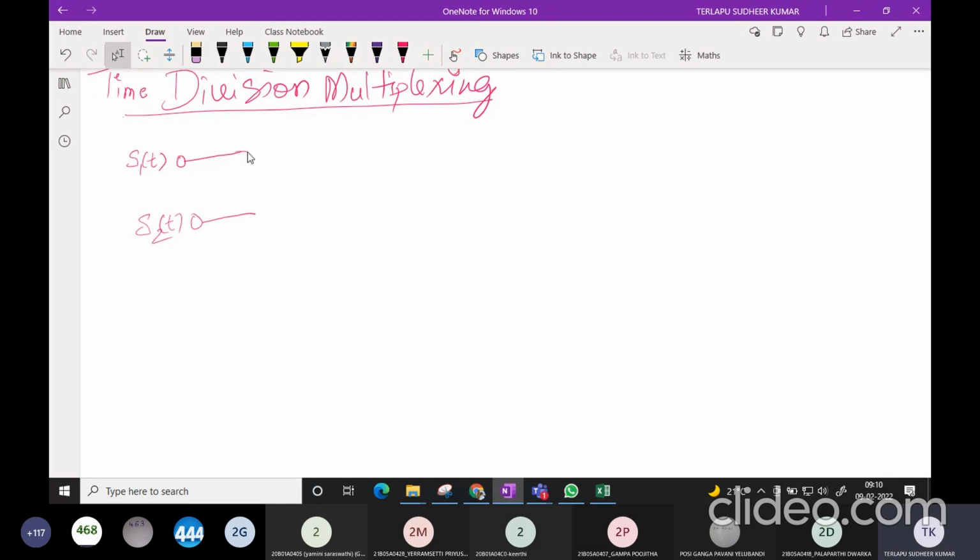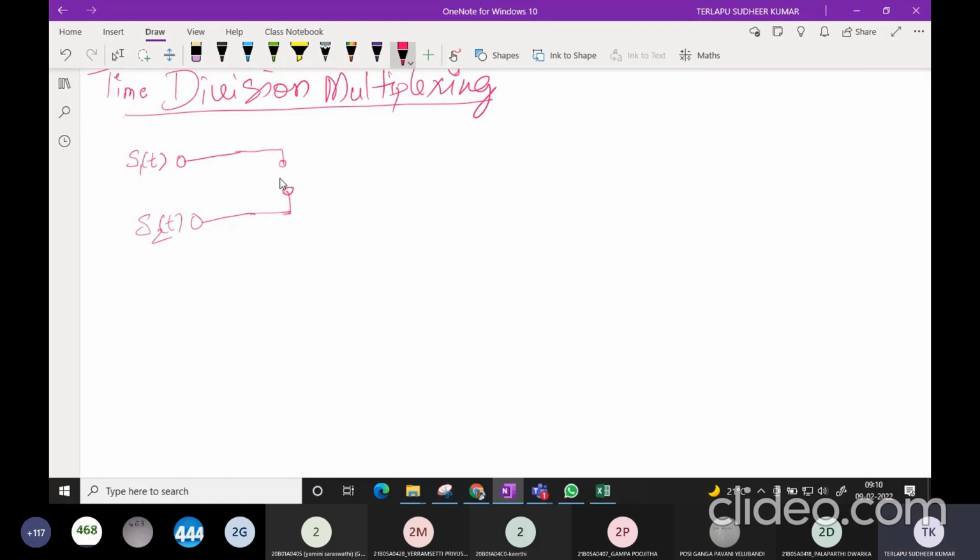So these two channels, these two signals, not channels, I have S1 of t and S2 of t. These two signals are to be transmitted on the same channel using PAM. So my S1 of t is a PAM signal, let us suppose. S2 of t is another PAM signal.